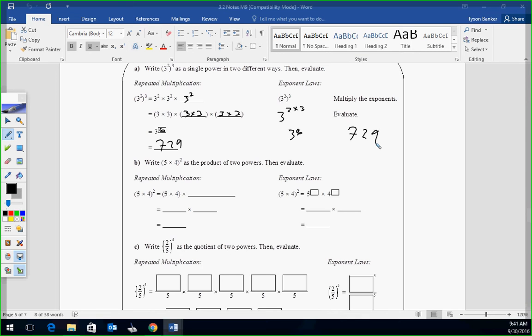All right, then we're doing this one in the 2 ways here. So they're doing repeated multiplication. So 5 times 4 times 5 times 4, which is 20 times 20, which is 400. And this way they're doing 5 squared, 4 squared, 25 times 16, which is 400. So both ways work there.